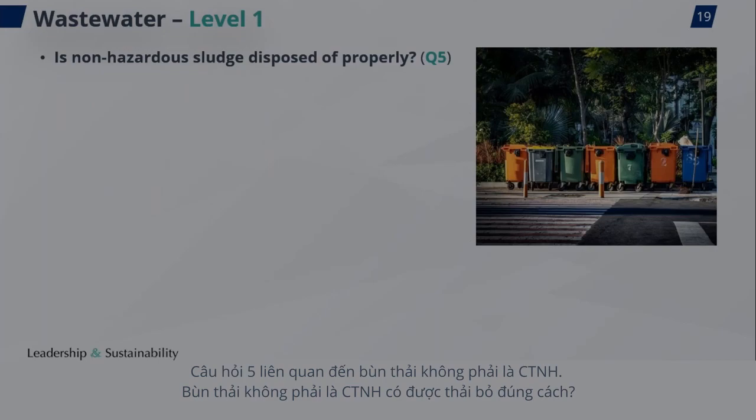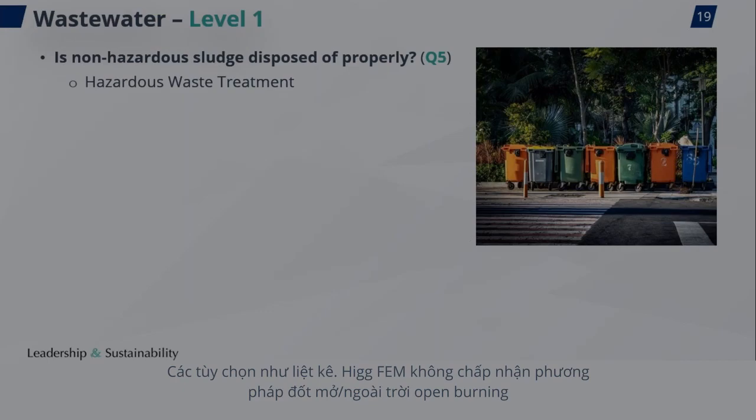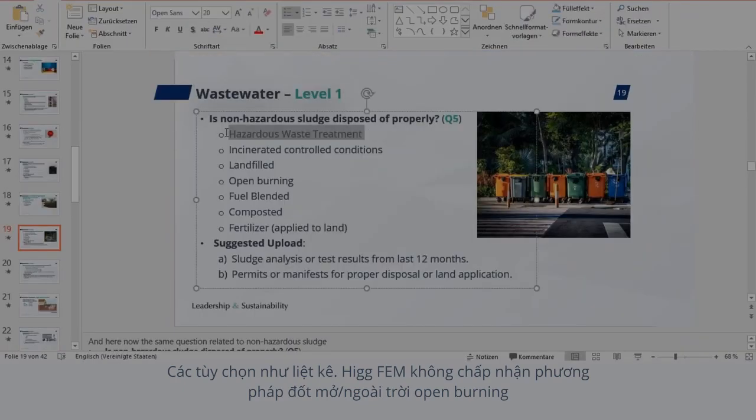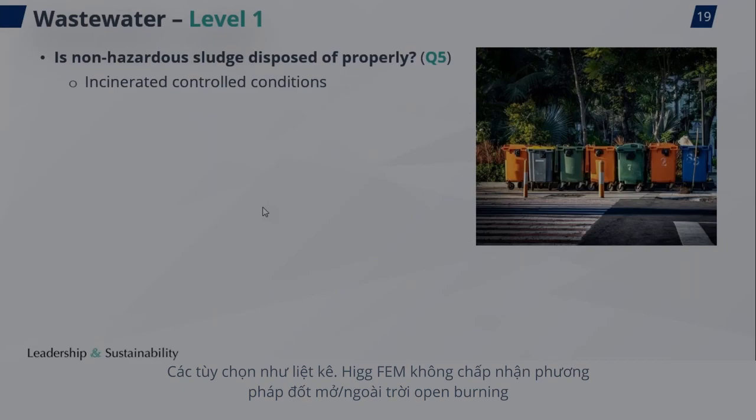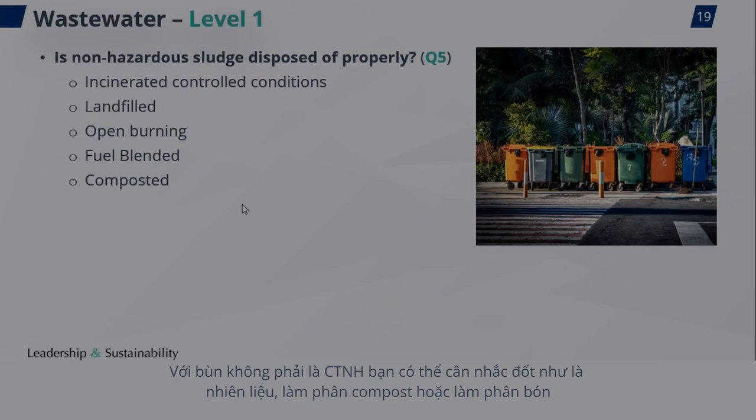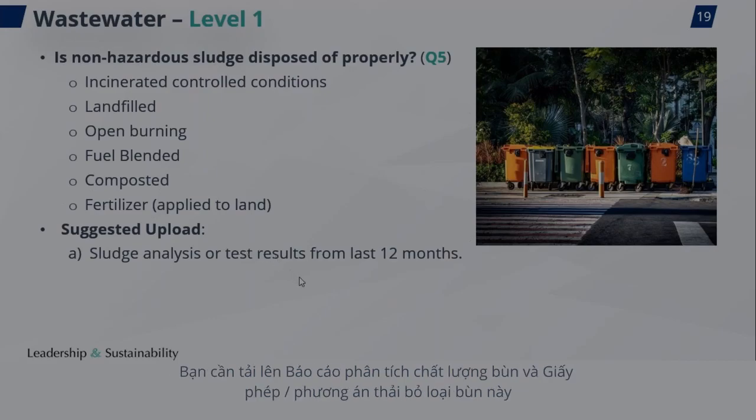All right, you may also have a non-hazardous sludge from your wastewater, and that is what question 5 is asking about. And similarly, it doesn't make sense really to have hazardous waste treatment for non-hazardous sludge, so I will just remove that option. But you may have incineration, you may have landfilling, you may have open burning, and again, on your facility site, open burning is not allowed according to the Higg FEM. You may blend it into fuel again. You may have composting. You may use it as a compost and also as a fertilizer. And you should upload the sludge analysis or test results and also any permits that you have in place.